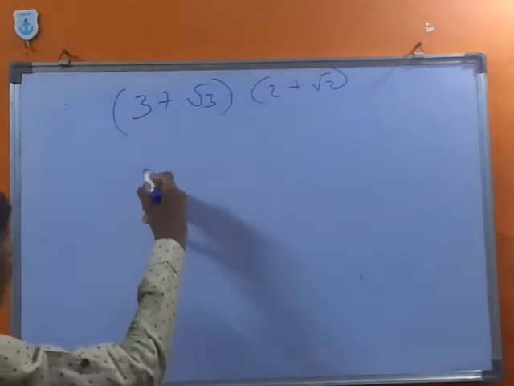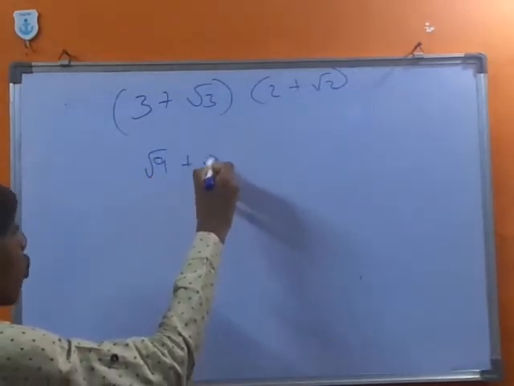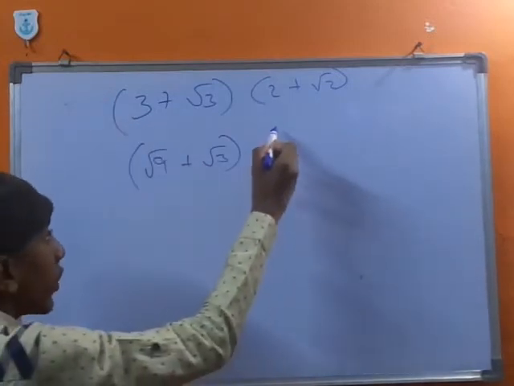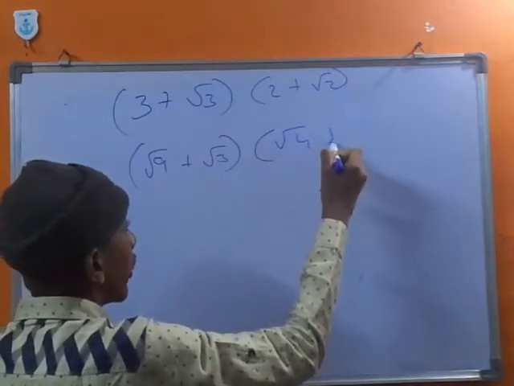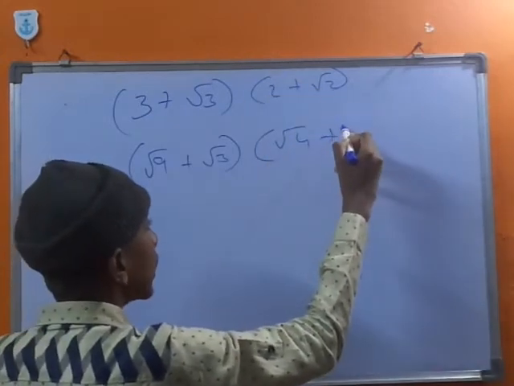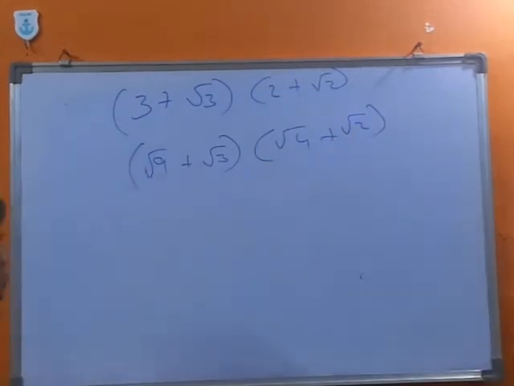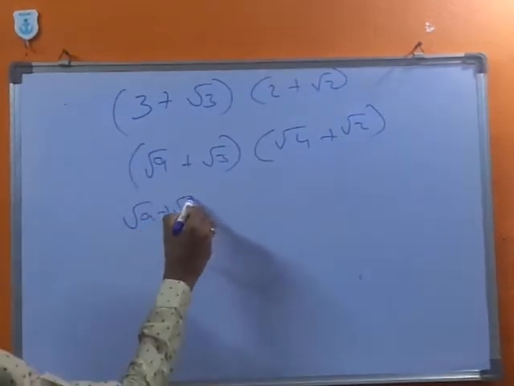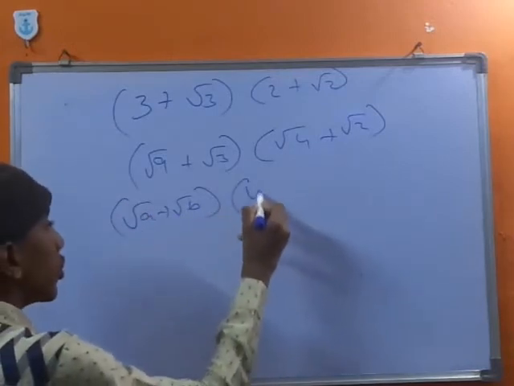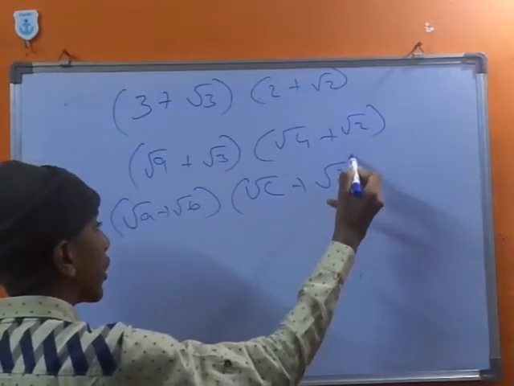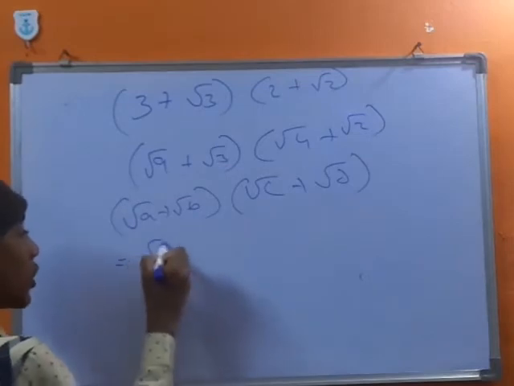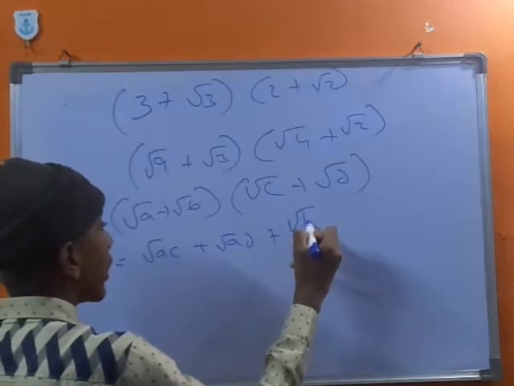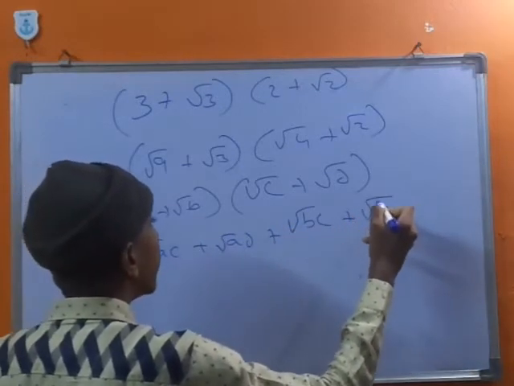So we can write 3 as root 9 plus root 3. Yes, root 9 is equal to 3. And 2 we can write as root 4, whereas root 4 is 2 and nothing changes in root 2. So we can use the identity root a plus root b into root c plus root d, which is equal to root ac plus root ad plus root bc plus root bd.